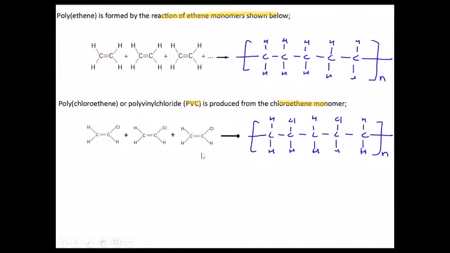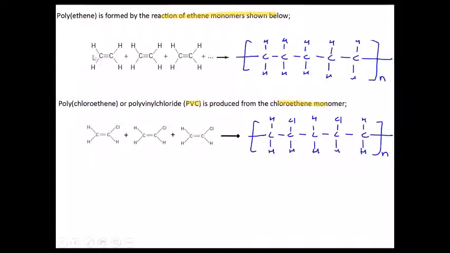Now, for this one, let's say for example we have polyethylene here. This is polyethylene, formed from a single ethylene monomer. These are your single ethylene monomers, the smaller parts of the polymer, and they created the massive polyethylene.